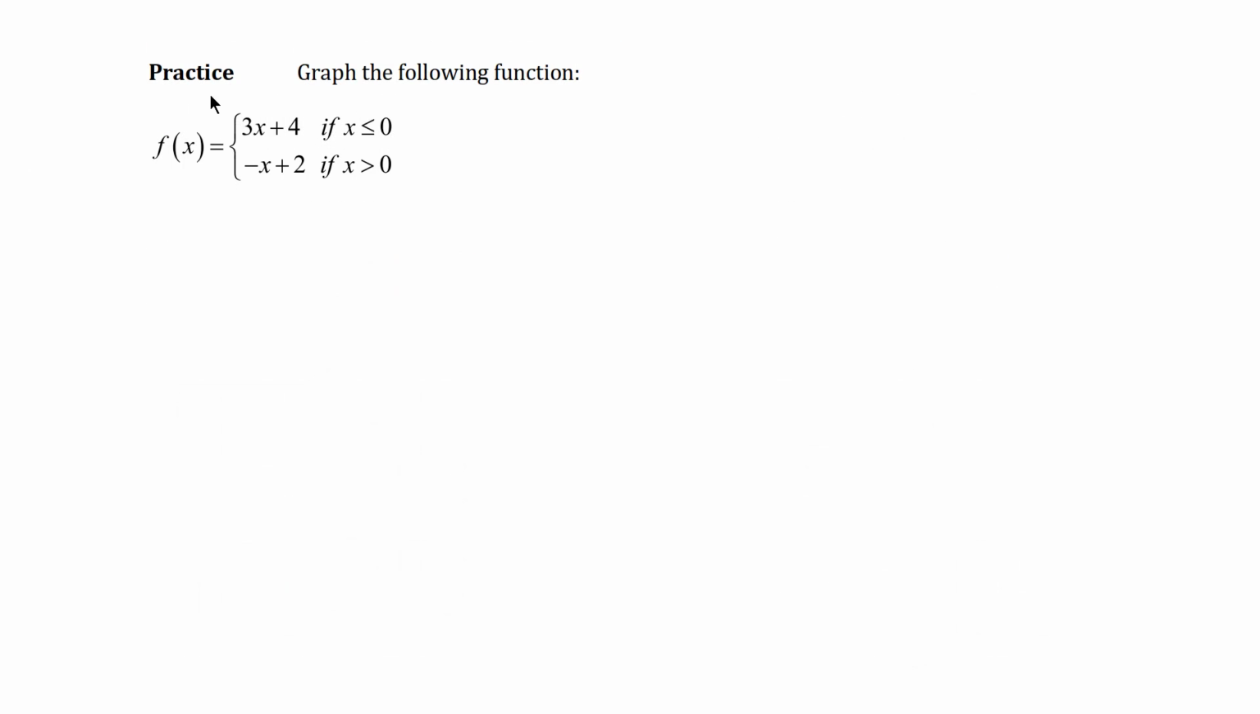Next, we have another practice problem. Graph the following function. Here we have f of x equals 3x plus 4 if x is less than or equal to 0, and f of x equals -x plus 2 if x is greater than 0. So go ahead and pause the video, try out this problem, and then check back with the video to see how you did.